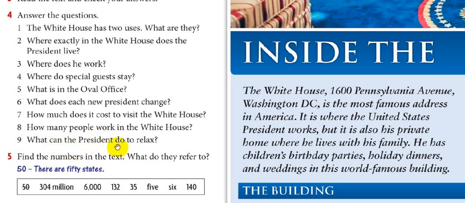What can the president do to relax? There are many things in the White House for the American president to do, which are a tennis court, a jogging track and a swimming pool. And there is a garden. Of course they like to spray water in the gardens. And so on.